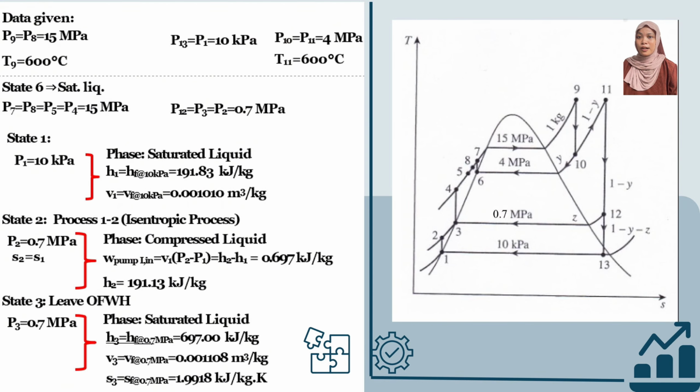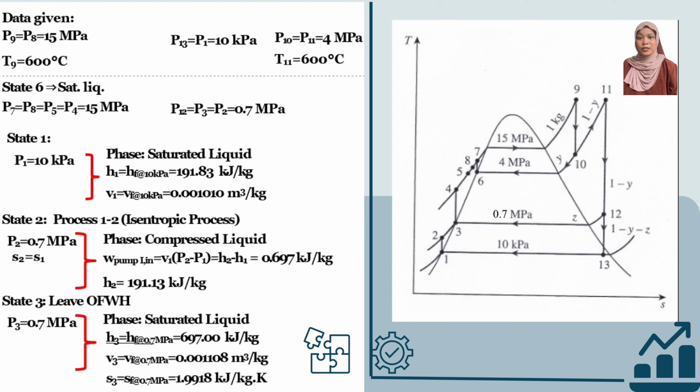Meanwhile, steam extracted at state 10 condenses in the closed feedwater heater, releasing heat to preheat feedwater from pump 2. The condensed steam is then pumped back to the boiler pressure and exits at state 6. Finally, the remaining steam from the low pressure turbine at state 13 enters the condenser, where it condenses into a saturated liquid at state 1, completing the cycle.